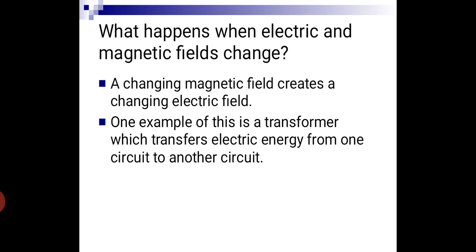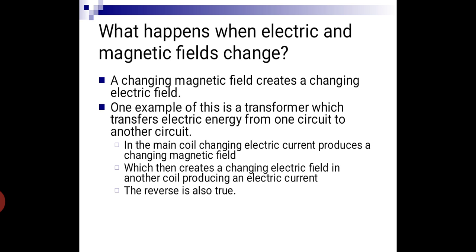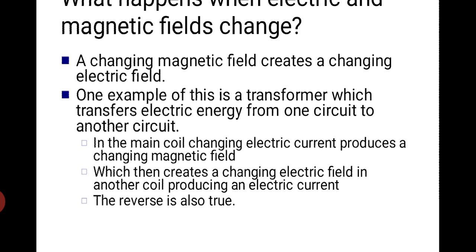This topic we have studied earlier in the previous chapter, electromagnetic induction. In the main coil, changing electric current produces a changing magnetic field, which then creates a changing electric field in another coil, producing an electric current. The reverse of this is also true.